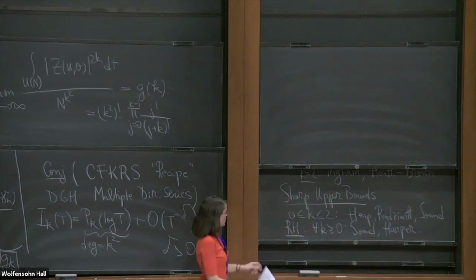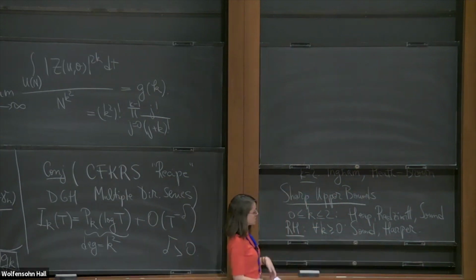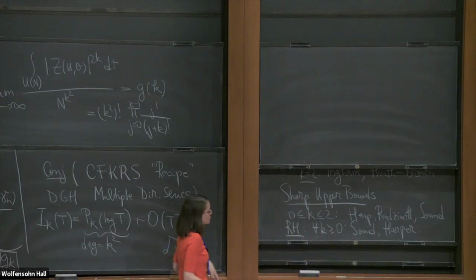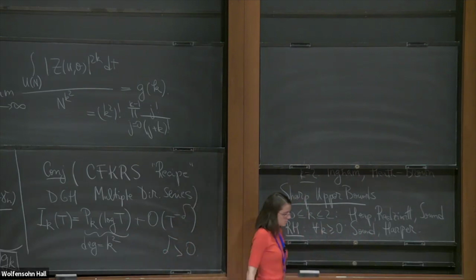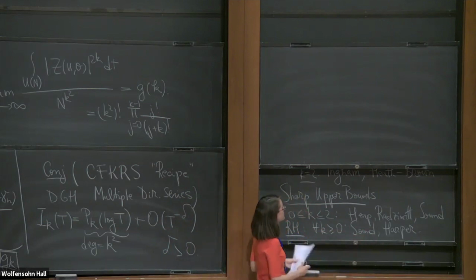So Sound proved that the 2kth moment is bounded by log t to the k squared plus epsilon, and Harper removed the epsilon. And when we talk about negative moments, many of the ideas of proof are inspired by work of Sound and Harper.